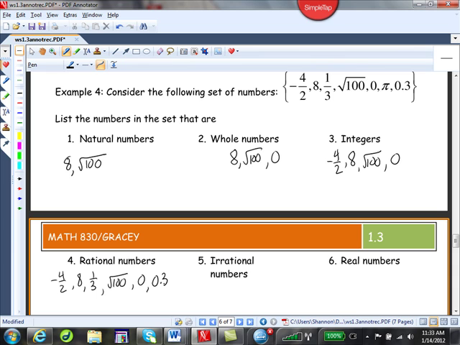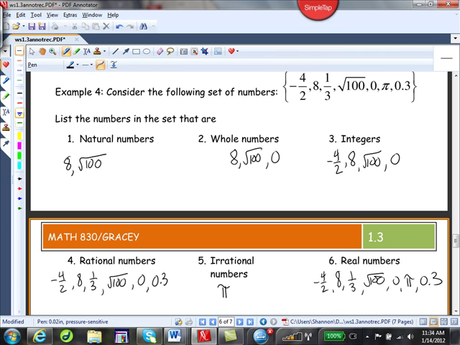Okay, irrational numbers are numbers that are not rational, so that'll be the elements in the set that are not listed in the rational numbers. So here, the only one that'll work is pi. And for the real numbers, that's like the big mama of them all. So we're going to list all of these elements. So we'll have negative 4 halves, 8, 1/3, the square root of 100, 0, pi, and 0.3. They all work.